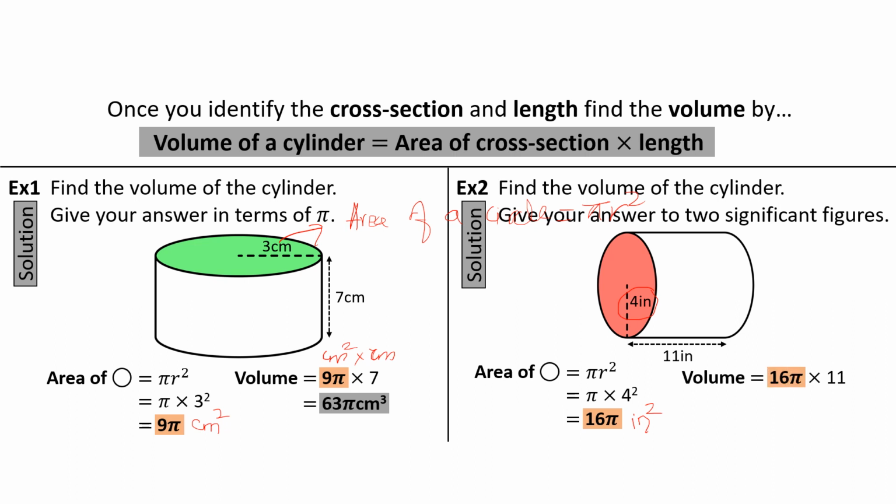Now we'll plug it back in the formula. Volume is equal to area of cross section times length. So area of cross section here we just found out, 16 pi, times 11, which is 176 pi inch cube. And I will put it in my calculator and I will get my answer as 550 inch cube, because we are told to find the answer in 2 significant figures. That's why I'm rounding it off to 2 significant figures, and that's my answer, 550 inch cube.